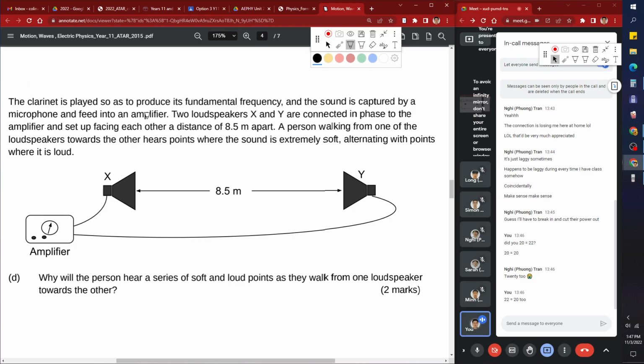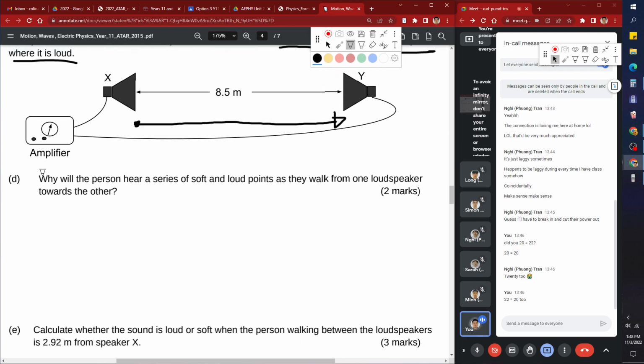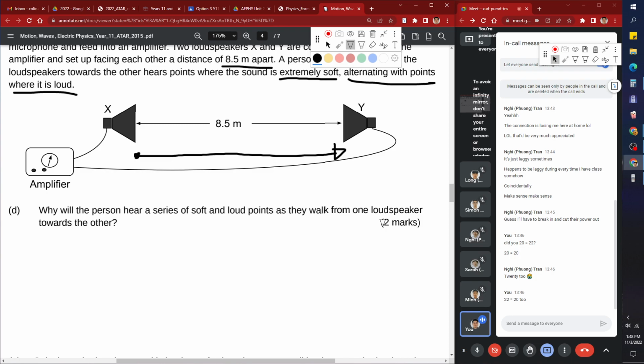The clarinet is played so as to produce its fundamental frequency. The sound is captured by a microphone and fed into an amp. Two loudspeakers, X and Y, are connected in phase to the amplifier and set up facing each other at a distance of 8.5 meters apart. A person walking from one loudspeaker towards the other hears points where the sound is extremely soft, alternating with points where it is loud. Why will the person hear a series of soft and loud sounds when they walk from one speaker to the other?